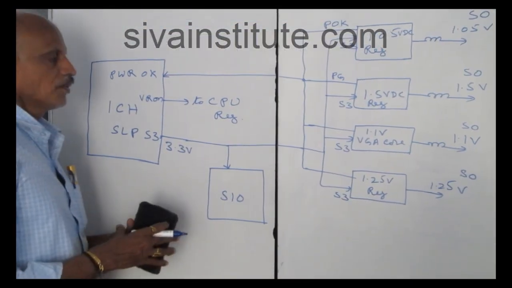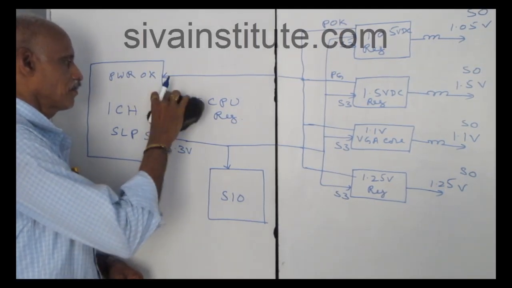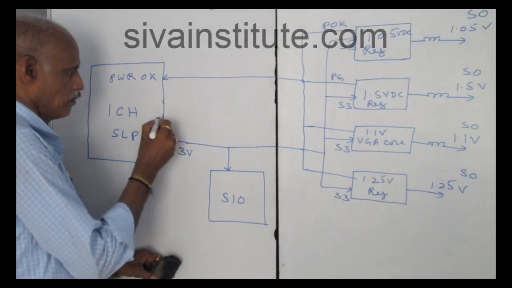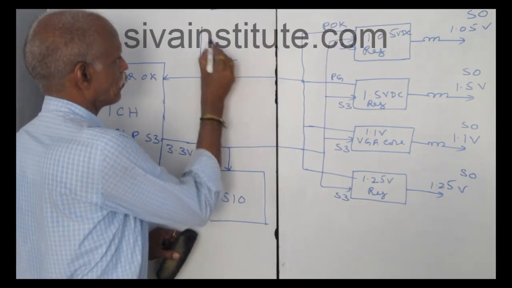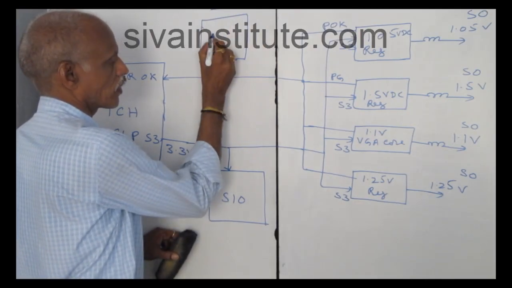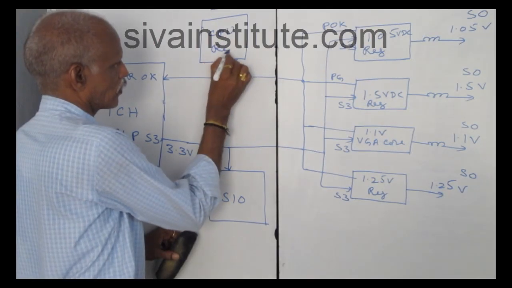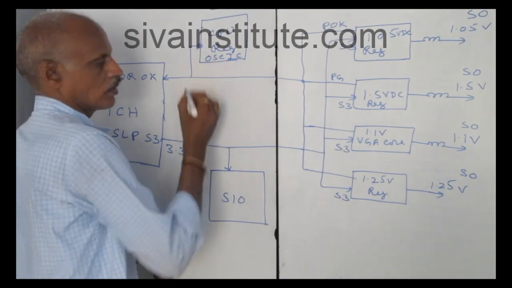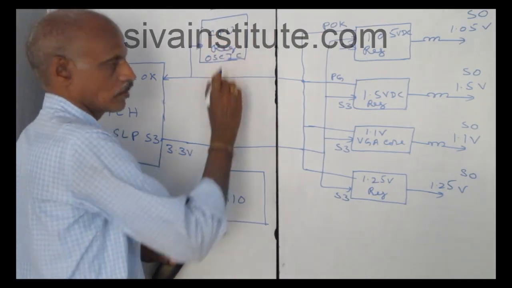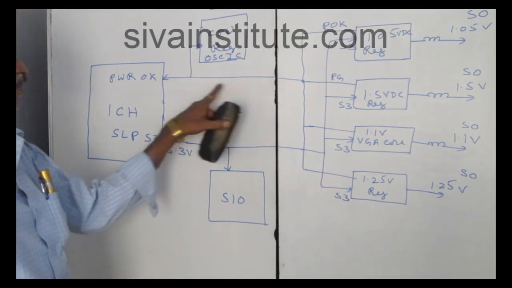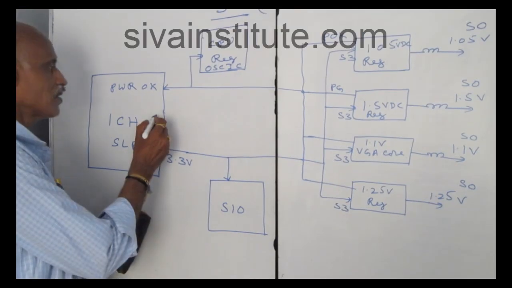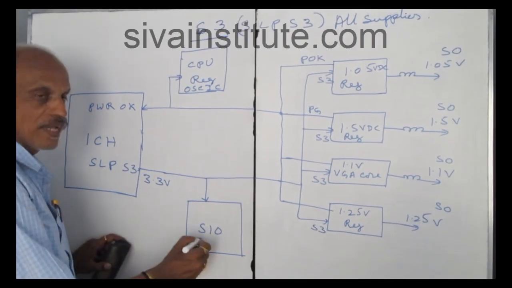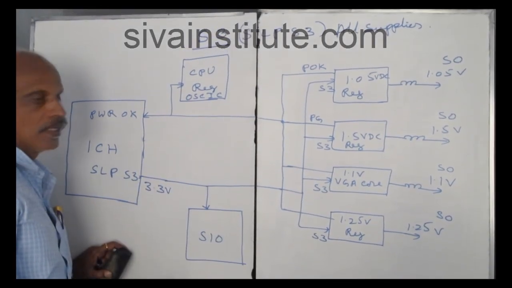In some sets, VR on will not come from ICH. This power OK voltage goes to the CPU regulator, the CPU regulator oscillator IC. This voltage goes to this IC and it will start functioning. In some sets it comes to this pin, after which it will release VR on voltage. In some sets this voltage goes to the SIO chip. The SIO chip releases VR on voltage to the CPU regulator.